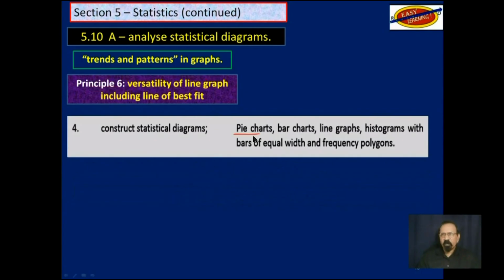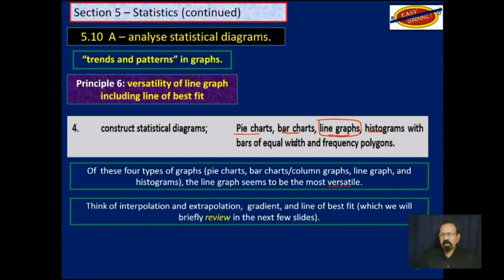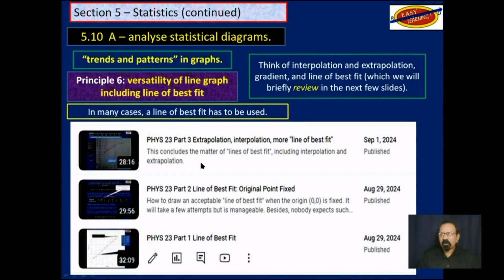So out of these graphs and charts that we had to learn about, the line graph seems to be the most versatile. And in your SBA, you may consider using this as well as pie charts and maybe bar graphs. So the most versatile, the line graph. And as I said, think about interpolation, extrapolation, gradient, and line of best fit. You can do all of those with line graphs. But with the others, you may not be able to do even one of those. Now, I am not going to deal with line graphs again. I already looked at those general principles.